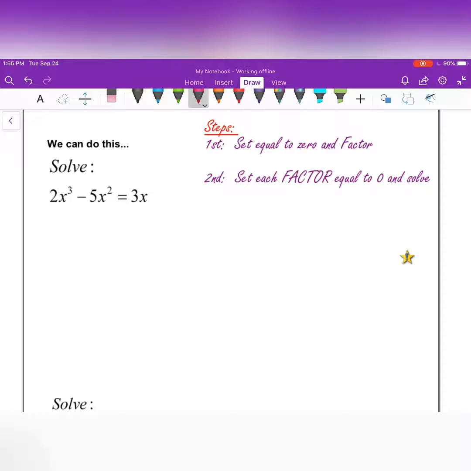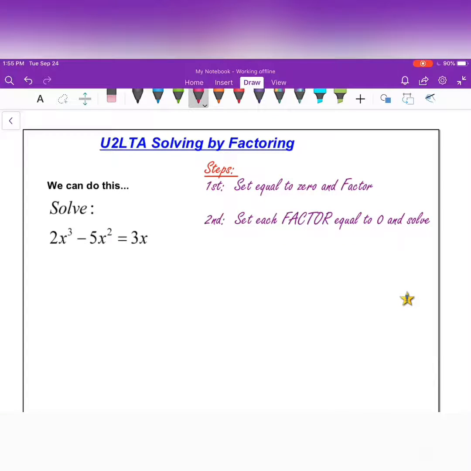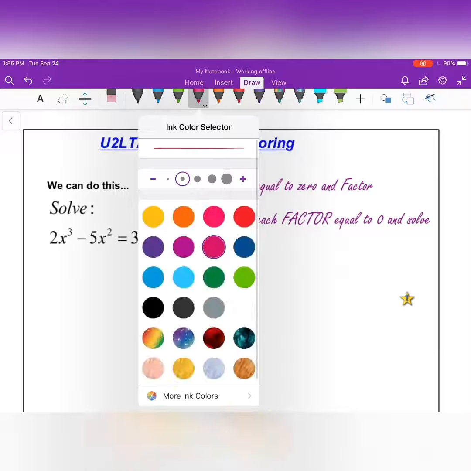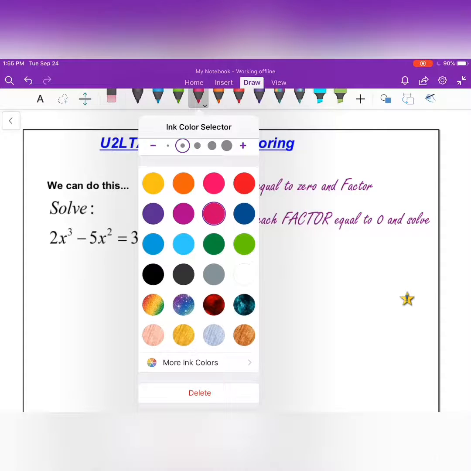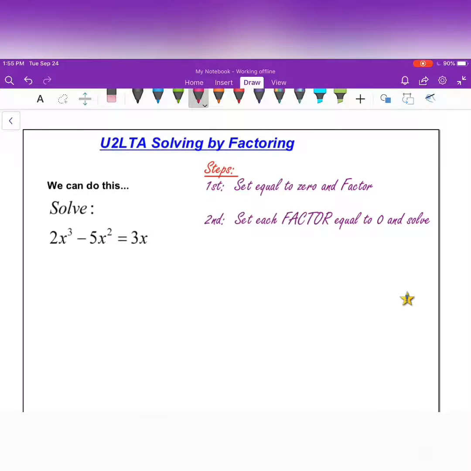Hey guys, so this next part of factoring actually is our goal. We are going to be solving by factoring. And this is actually the learning target, so definitely something that you want to get down. One of the things that we've been doing already is that when you solve, you want to first set the equation equal to 0. Then we're going to factor. Okay, so we're working on this first step.